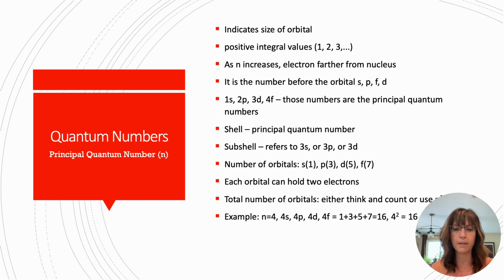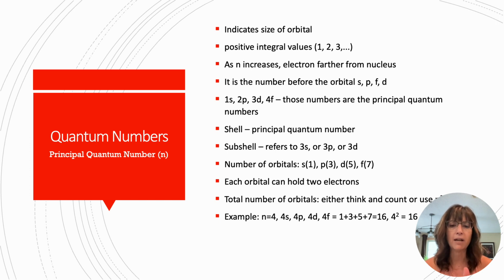There's some vocabulary we need to discuss that gets kind of confusing. The principal quantum number is often called the shell. You're in the fourth shell. You're in the fourth quantum number. The subshell refers to all those orbitals that have the number 3 or 4 in front of them. So if we're in the principal quantum number 3, where do we see 3? 3s, 3p, and 3d. We can also talk about how many orbitals there are. Well, there's 1 s, there's 3 p's, and there's 5 d's. So when you add up 1 plus 3 plus 5, you get 9. Hey, 3 squared is 9.